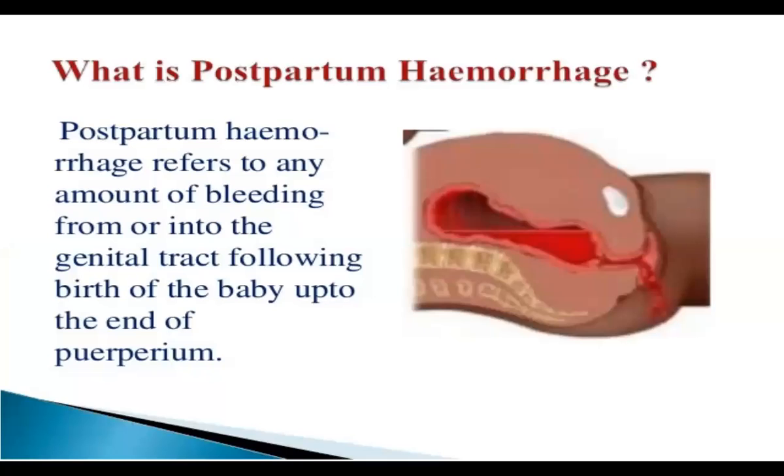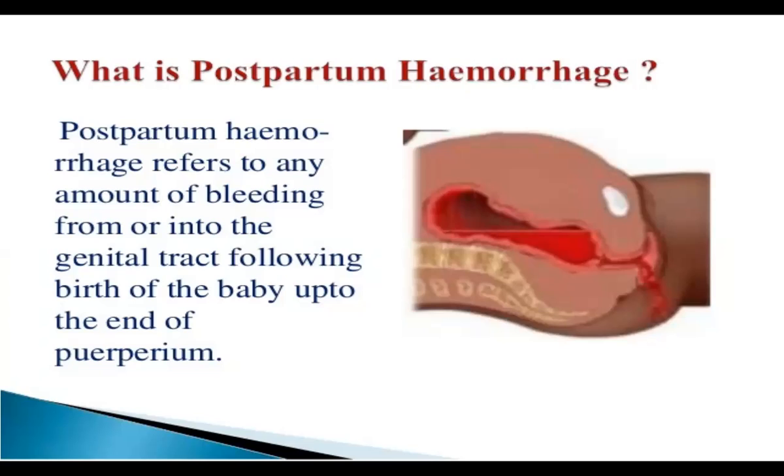And next, the other problem which can take place is PPH. It is the heavy bleeding which takes place after the delivery, called postpartum hemorrhage. We have seen antepartum hemorrhage, that is hemorrhage which takes place after 28 weeks and before the delivery. Postpartum hemorrhage refers to any amount of bleeding from or into the genital tract following birth of the baby and up to the end of the puerperium.